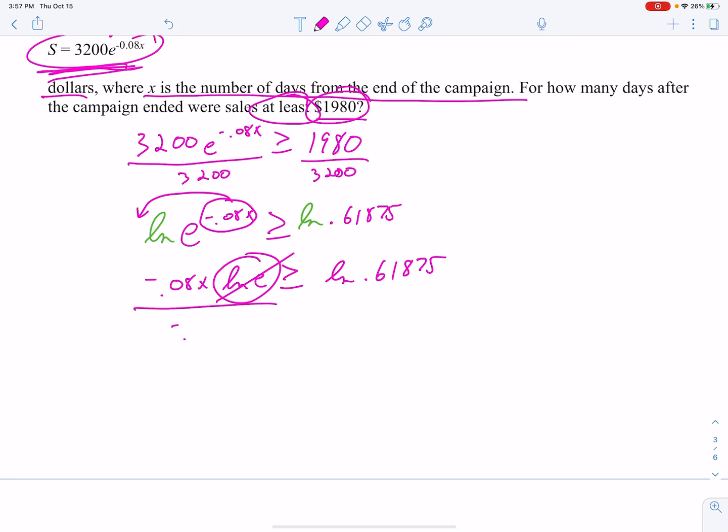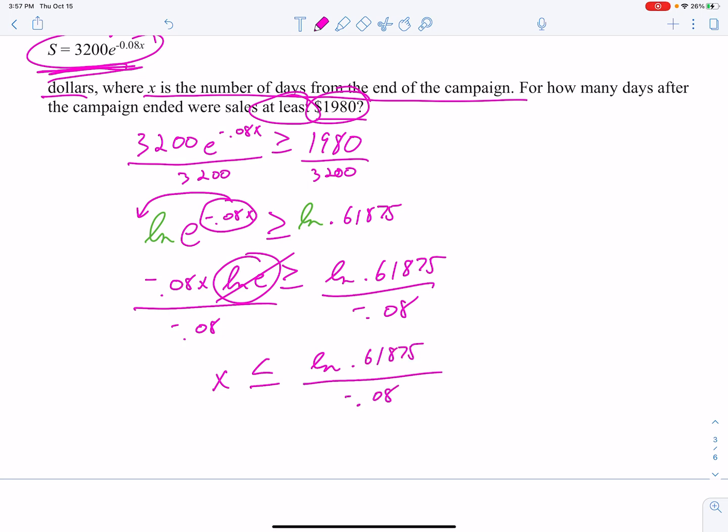So we're going to divide by negative 0.08. So we get x left over. Now, we're dividing by a negative. So remember, when you have inequalities and you divide or multiply by a negative number, flip the inequality. So now we're going to say x is less than or equal to natural log of 0.61875 over negative 0.08. Now, if you plug that into a calculator, you're going to get something around 6 days. Plug that in, make sure you can do that.